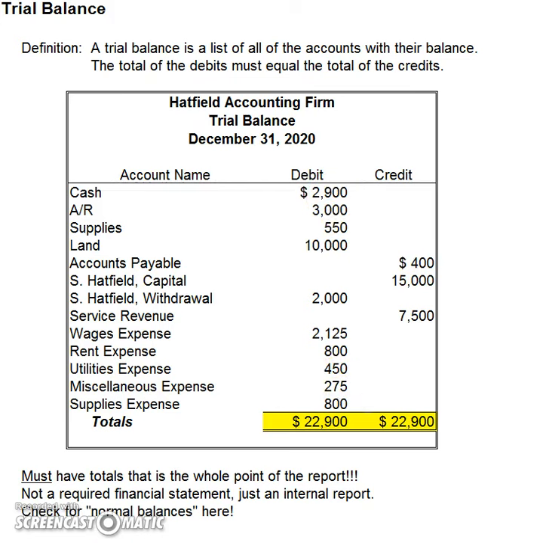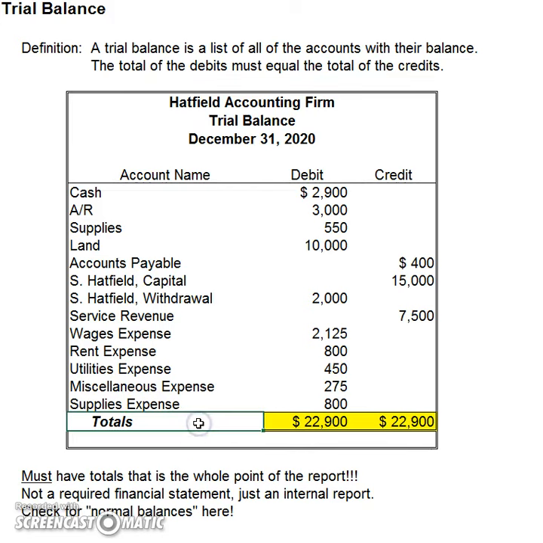Notice we've already checked for normal balances in the last video, but if you haven't done so, you definitely want to check for your normal balances here. All four of our assets have debit normal balances, whereas our liability, equity, and revenue accounts have credit balances. Don't forget your contra equity has to have a debit balance, and all of your expenses have to have a debit balance. And here is the critical part of a trial balance.